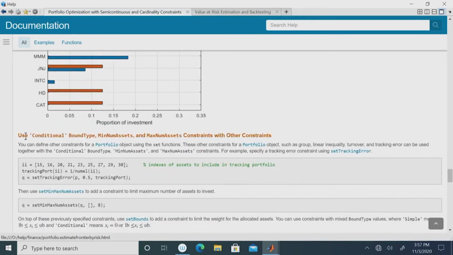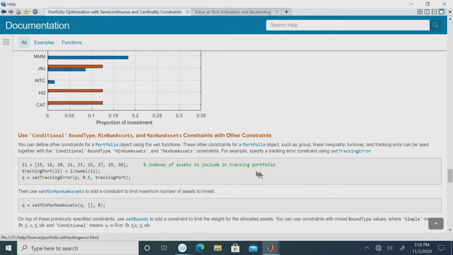So, now I just want to talk about this conditional bound type, mean number of assets and max number of assets constraint, with other constraints. What you do here is that we can define other constraints for a portfolio object using the set function. These other constraints could involve things like a group or linear inequality, turnover, tracking error and so on, which can be used. For this, you can look at some of the earlier examples which we have done, particularly in terms of turnover and tracking.